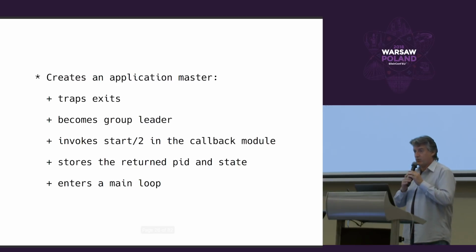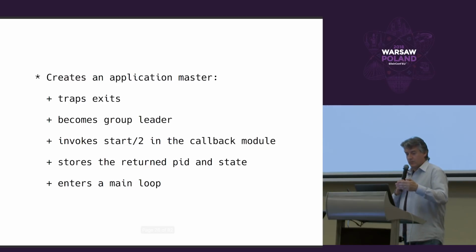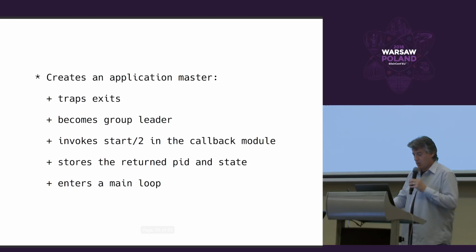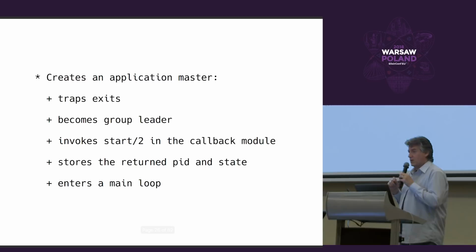The group leader is something related to I/O, but in this case, the group leader is just a way to easily identify all the processes that belong to an application, because there's an API to say which is my group leader, and that group leader is going to return the application master. So it's just a technical thing. I/O is actually forwarded to whatever was the group leader before the application master was spawned. Then, once we do this, we invoke that callback that we saw before, the start callback.